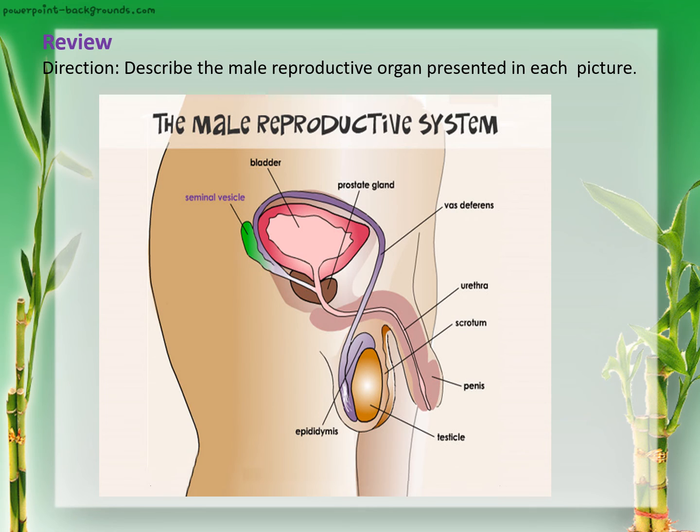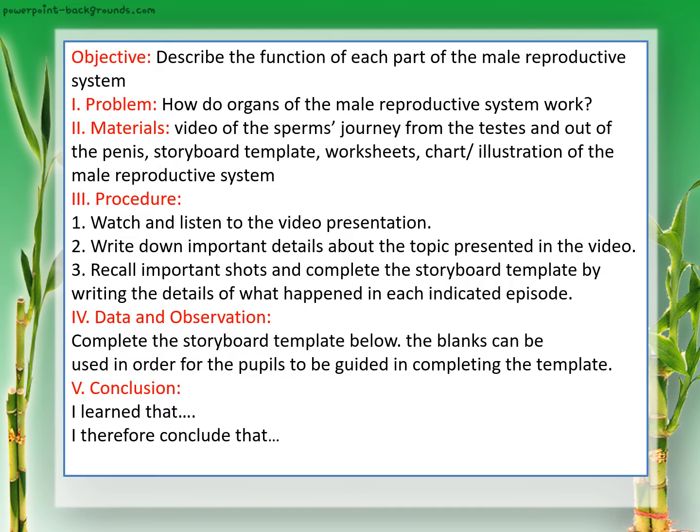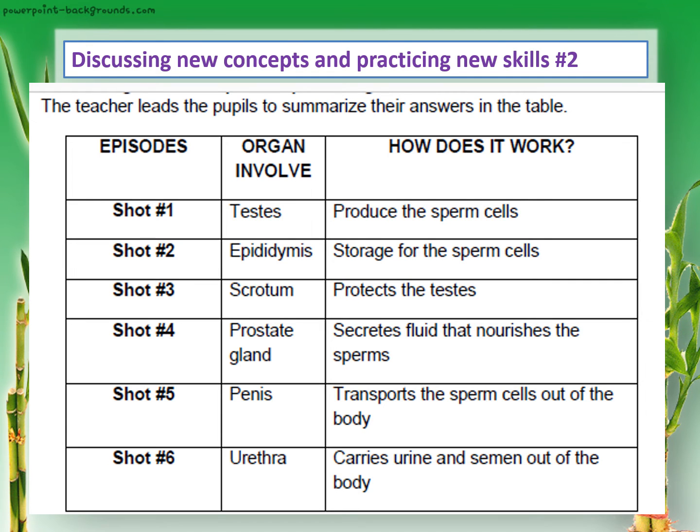Describe the male reproductive system organ presented in its picture. Contribute the envelopes containing pictures. Episodes, organ involved.